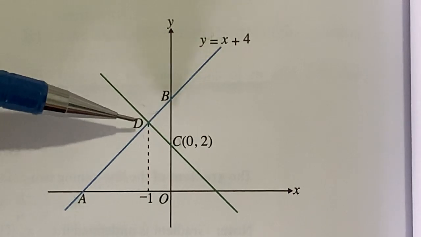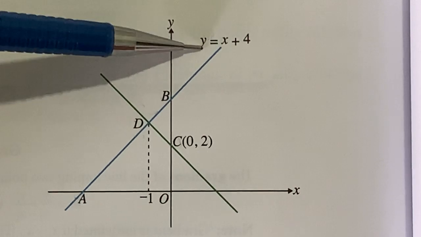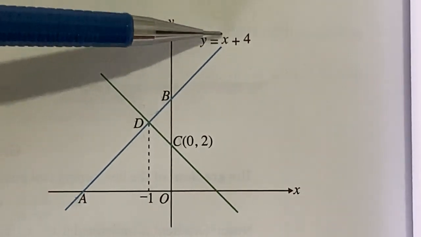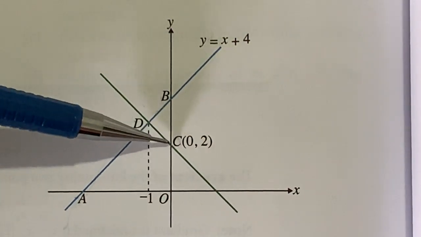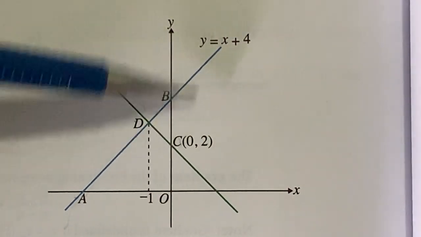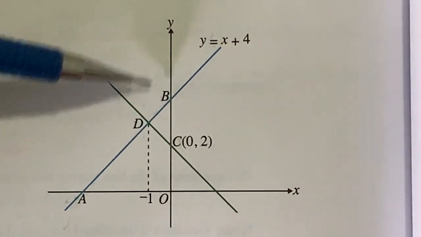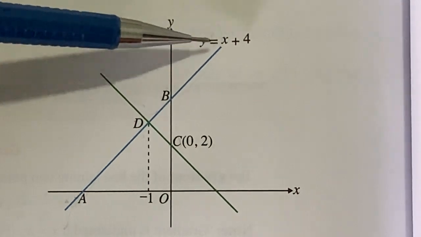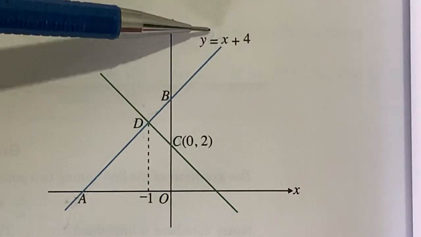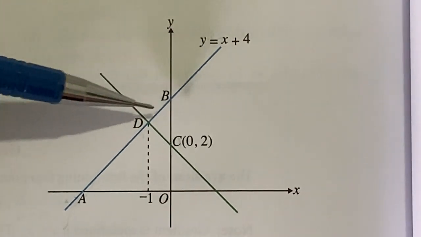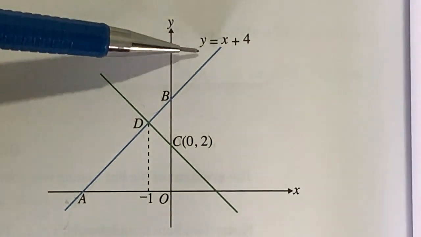Any coordinates of D as well you can substitute into x plus 4, and A you can substitute into y equals x plus 4 because they all lie on the same line. But you cannot substitute C into y equals x plus 4 because C is on a different line. So later on in the working, we will be substituting A, B and D on this line y equals x plus 4.